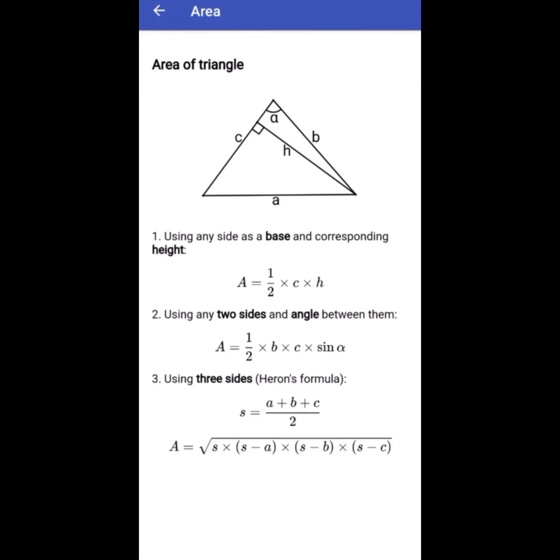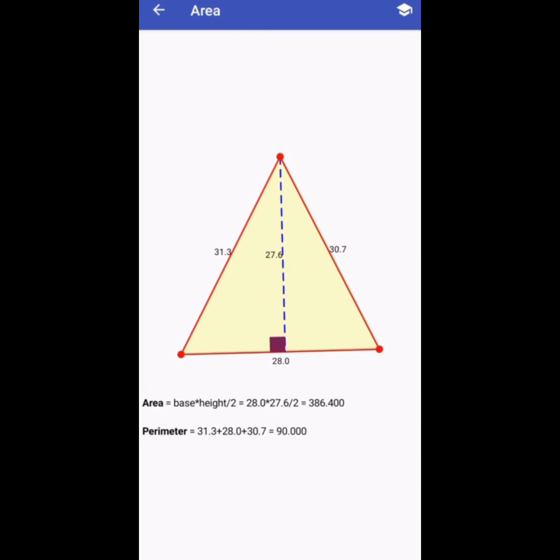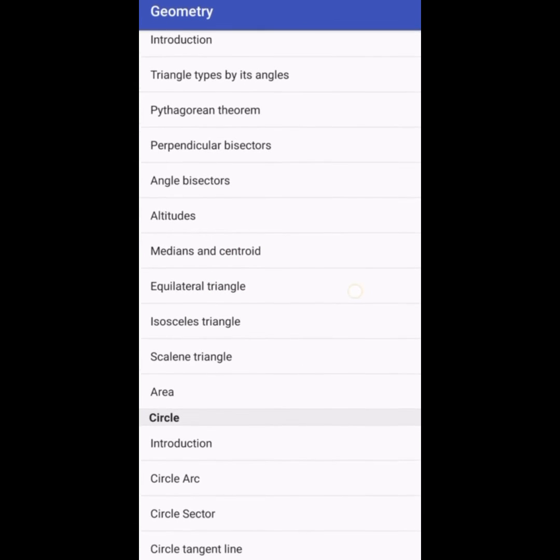So according to the area of a triangle, these are the formulas: using a base and a corresponding height, using any two sides and the angle between them, and using three sides like Heron's formula, where S is equal to A plus B plus C over 2. This is the area of a triangle. These are important because most geometry formulas come from here. So now we are done with the triangle.